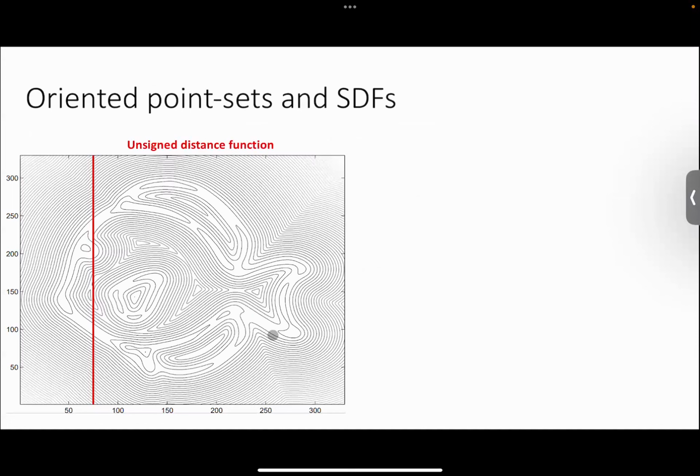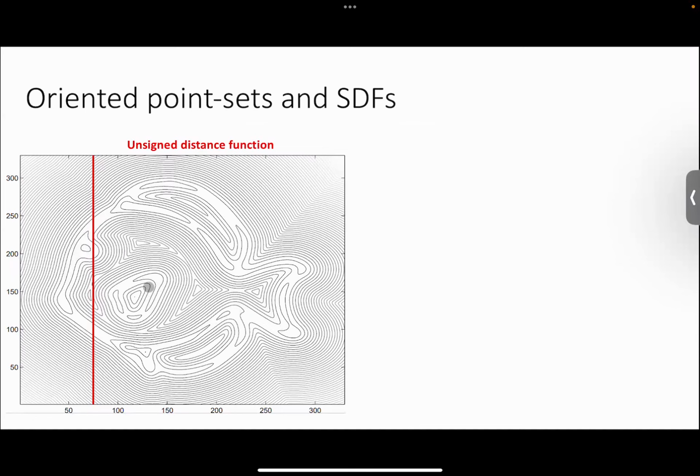Take a look at the unsigned distance function, and I'm going to show you the level sets of the unsigned distance function. Take a look at this red line, and you'll notice that as you follow the red line, there's no notion of interior and exterior. There's no sense of inside and outside. If there is a shape boundary here, it's missing because there's no notion of inside and outside.